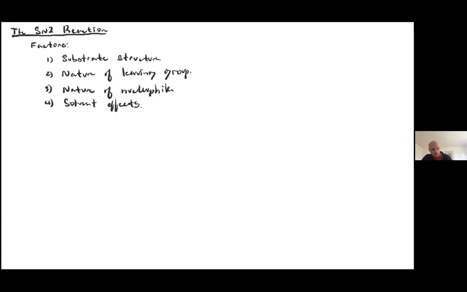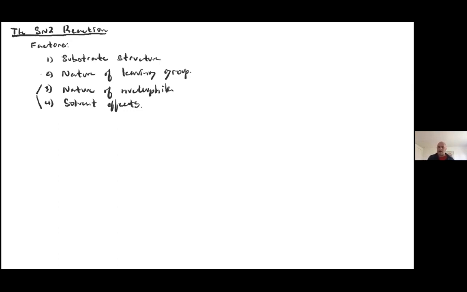And we started talking about substrate structure. We'll do nature of the leaving group today, and then hopefully also items 3 and 4. And 3 and 4 need to be considered together. So the reactivity of a nucleophile depends on the solvent. And this is where we'll start to see these parameters get tangled up in one another, and so you need to be able to reason your way through it.